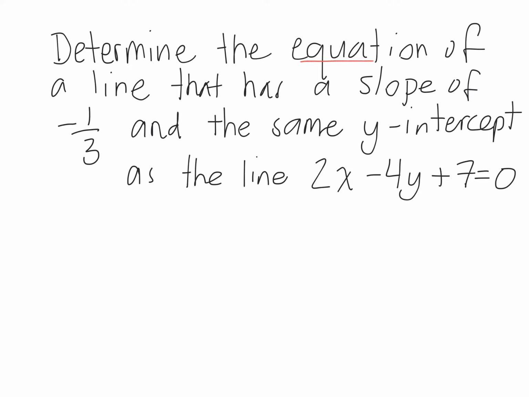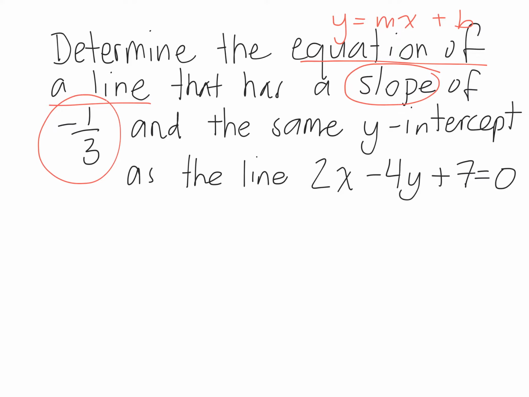Determine the equation of a line. So again, I want the equation in the form y equals mx plus b that has a slope of negative 1 over 3 and has the same y-intercept as this equation. But we need to figure out, well, what is the y-intercept of that equation?